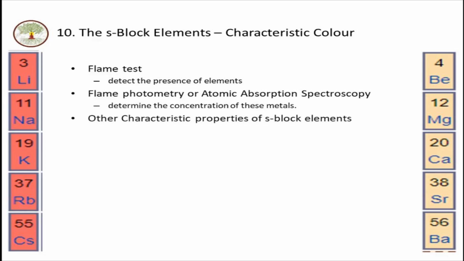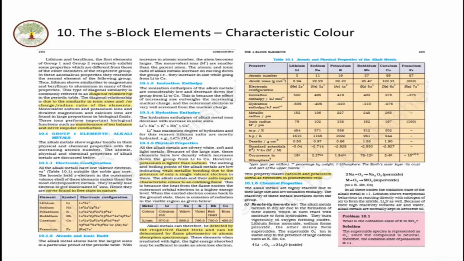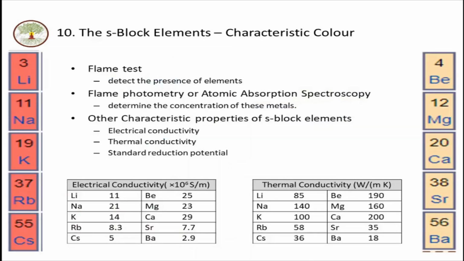Apart from color, there are many other characteristic properties of elements that can be used for their qualitative and quantitative analysis, like electrical and thermal conductivity, standard reduction potential of elements, and many other properties. We will discuss the standard reduction potential in more detail in our next lecture.